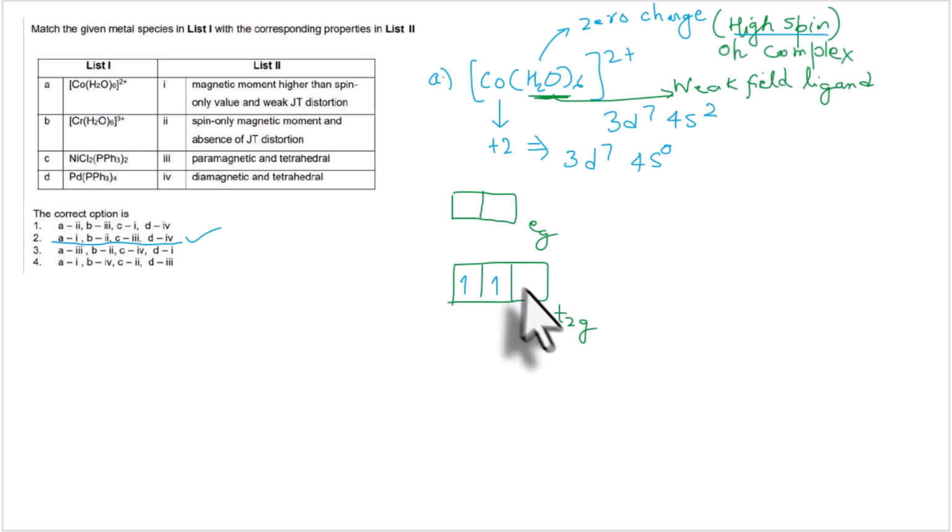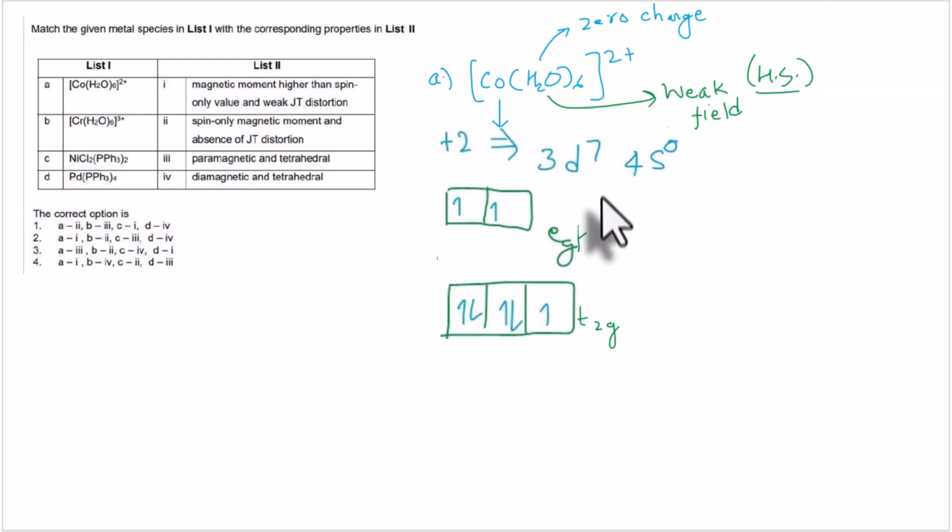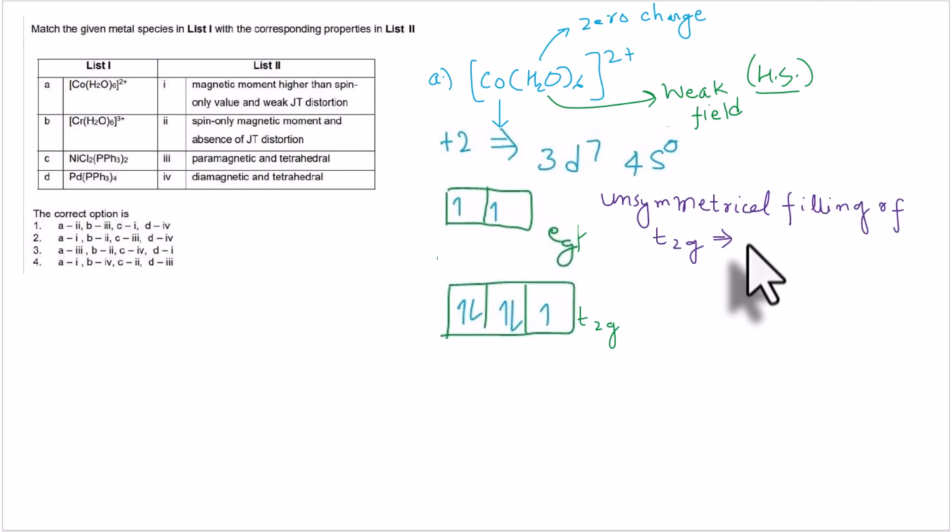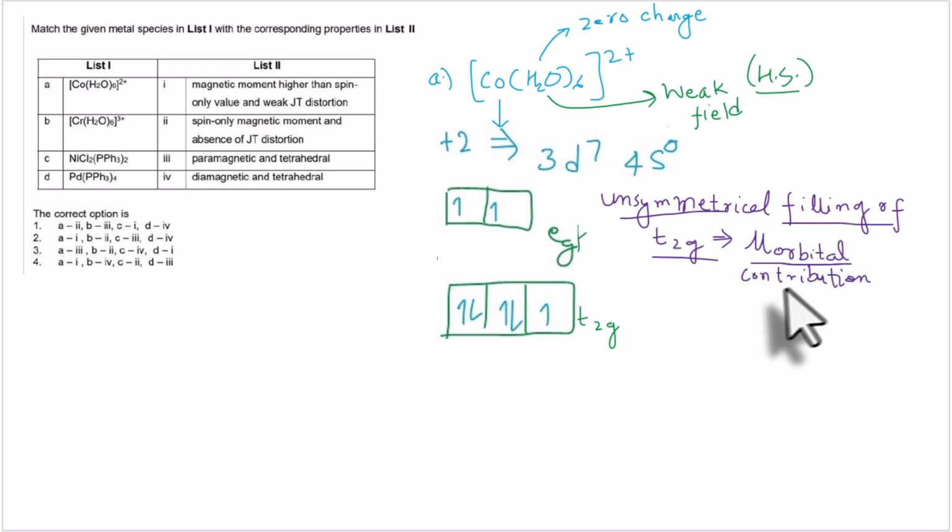So first these will be singly occupied. So 3 plus 2, 5. And then there will be pairing in the t2g orbital, 5, 6 and 7. Now we know that when unsymmetrical filling of t2g happens, that means we have orbital contribution to the magnetic moment. So because of this unsymmetrical filling of the t2g orbital, there is orbital contribution. That is, the magnetic moment has orbital contribution, and that is why the total or effective magnetic moment is greater than the spin magnetic moment.